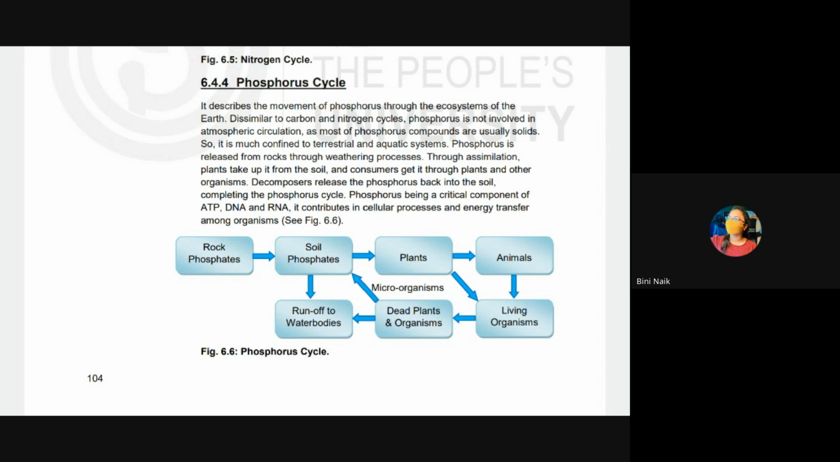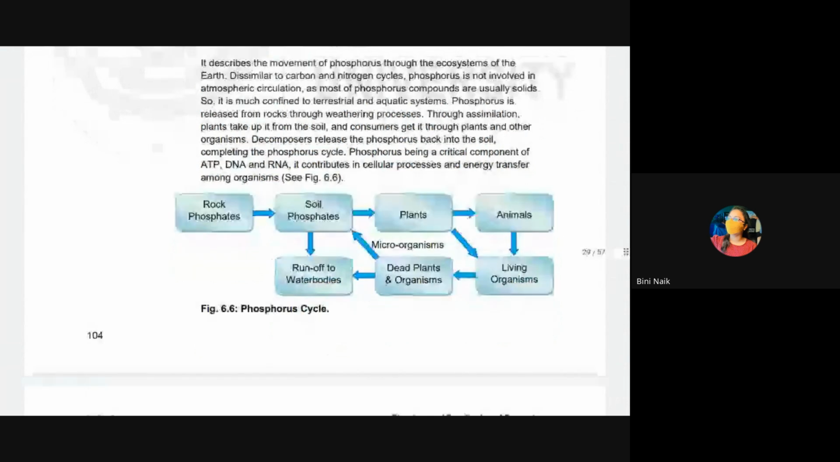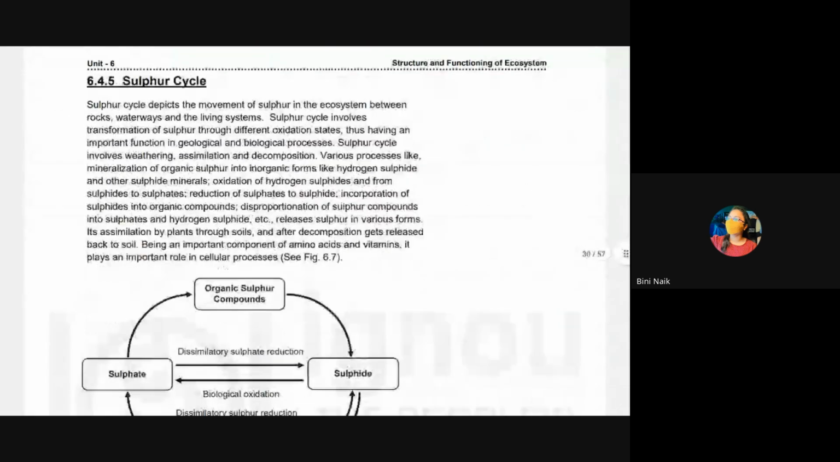So this is basically a cyclic process, because it is coming from the rocks. Then the soil has phosphates, plants are consuming the phosphate, and then animals are also consuming the phosphate. In this way, this is a cyclic process.